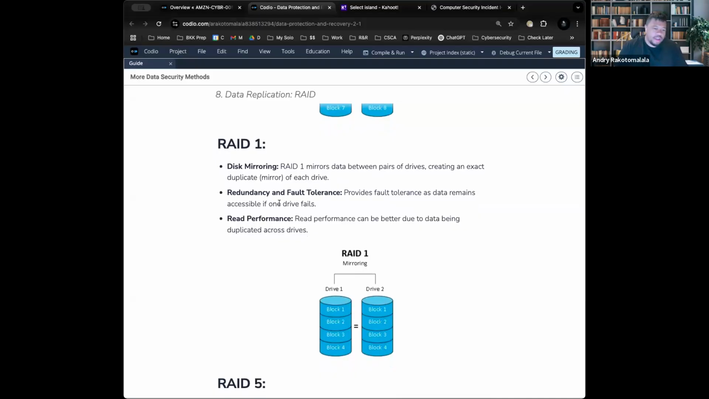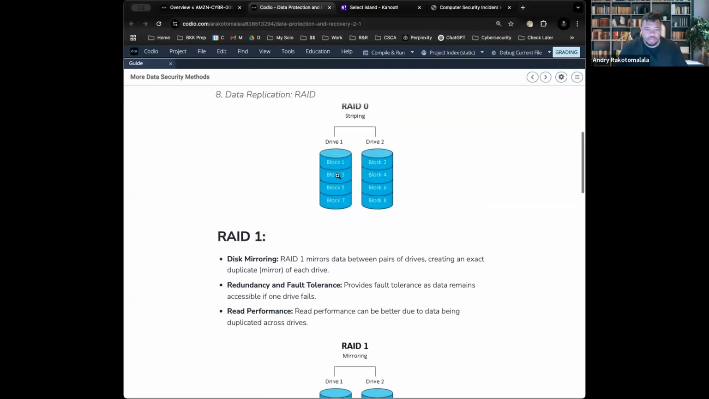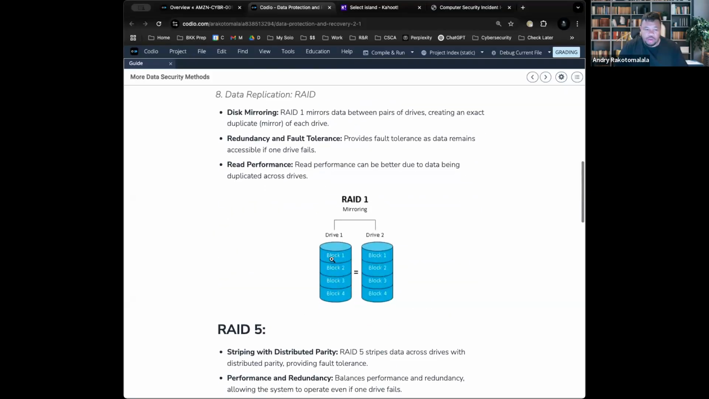Now, is this as fast as RAID 0? No, it's not. It writes a little slower. However, it does provide full redundancy. Here, it's just one backup. So there are two drives, drive 1 and drive 2, and both these drives are completely identical. They mirror each other. So this does have redundancy. If one of them fails, you can go to the other one.